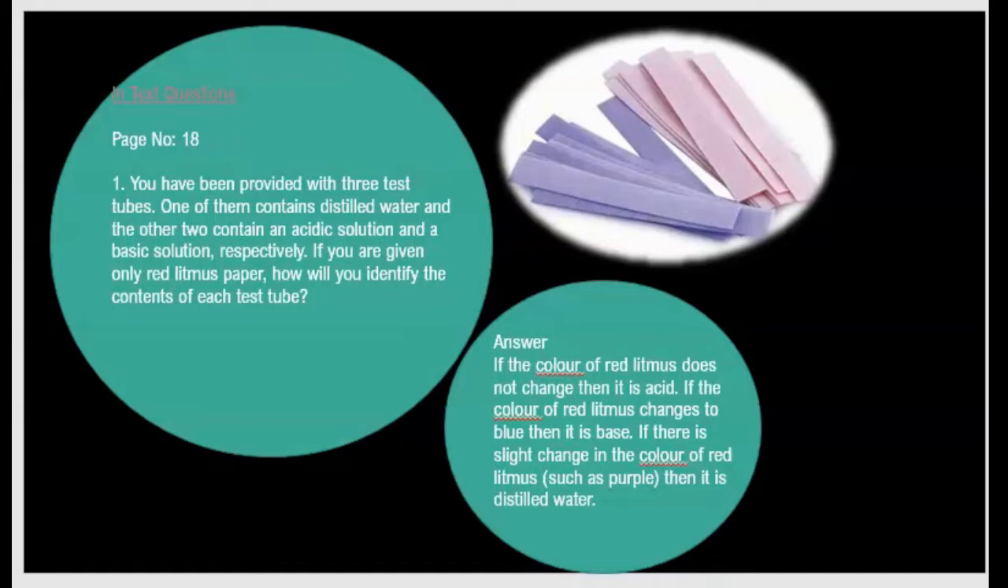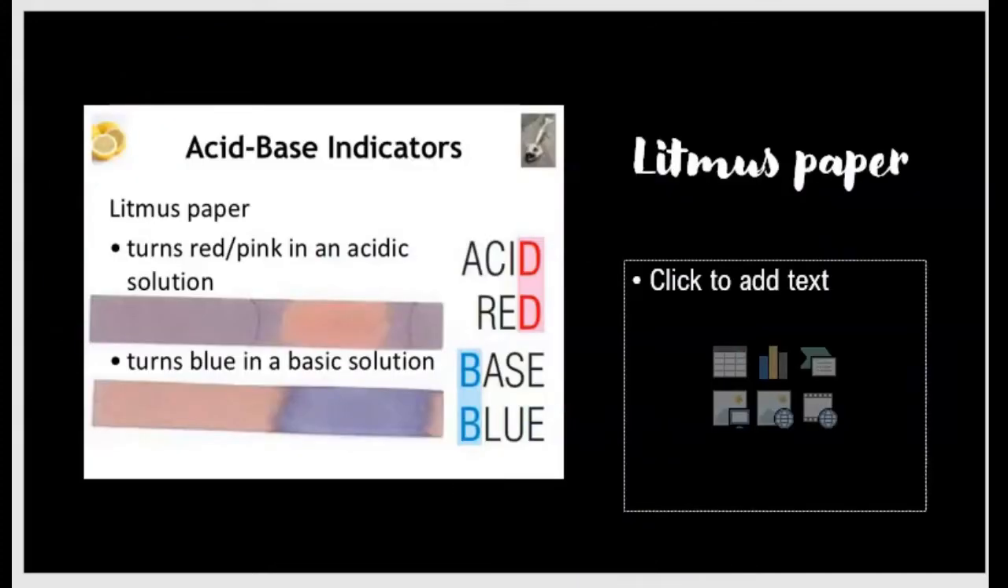We are going to see what the correct answer is. Before that, let me introduce what this litmus paper is. You can make litmus paper directly using hibiscus flower. You rub hibiscus flower over the paper and you will get a blue color. That is blue litmus paper. And here you are provided with red litmus paper.